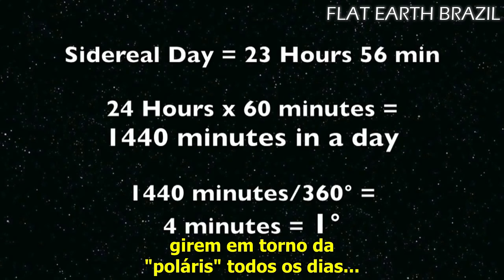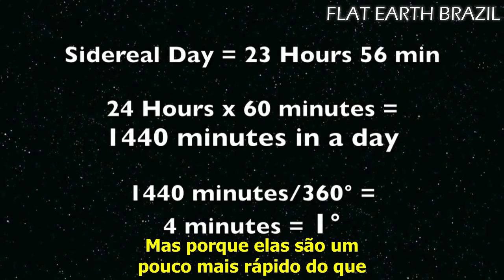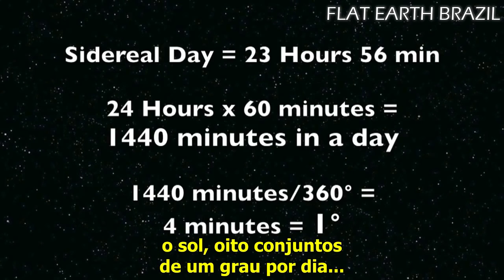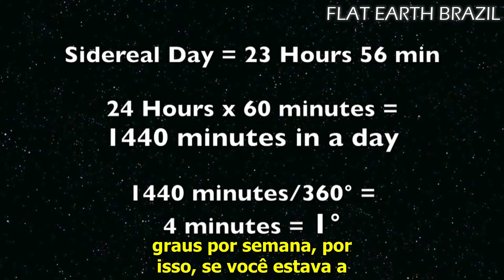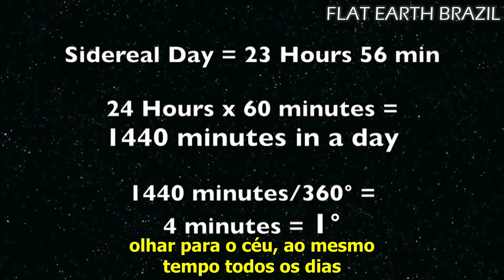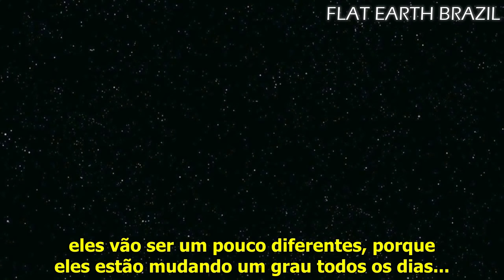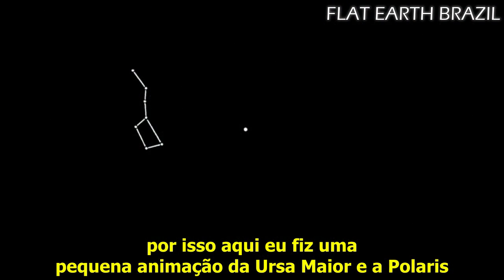So the stars all rotate around Polaris every single day, but because they're slightly faster than the sun, it gains 1 degree per day, and this causes the stars to shift 1 degree per day roughly, or roughly 7 degrees per week. So if you were to look up at the sky at the same time every day, they're going to be slightly different because they're shifting 1 degree every day.